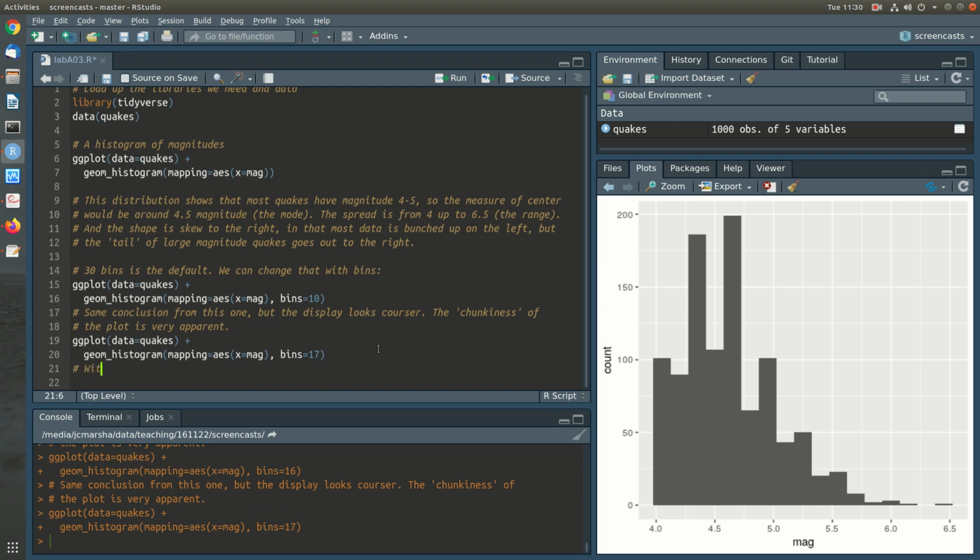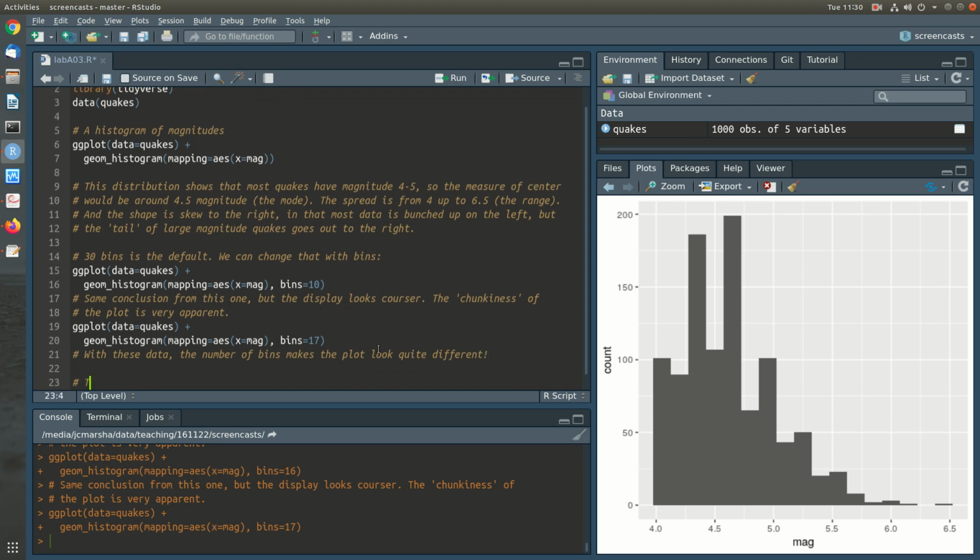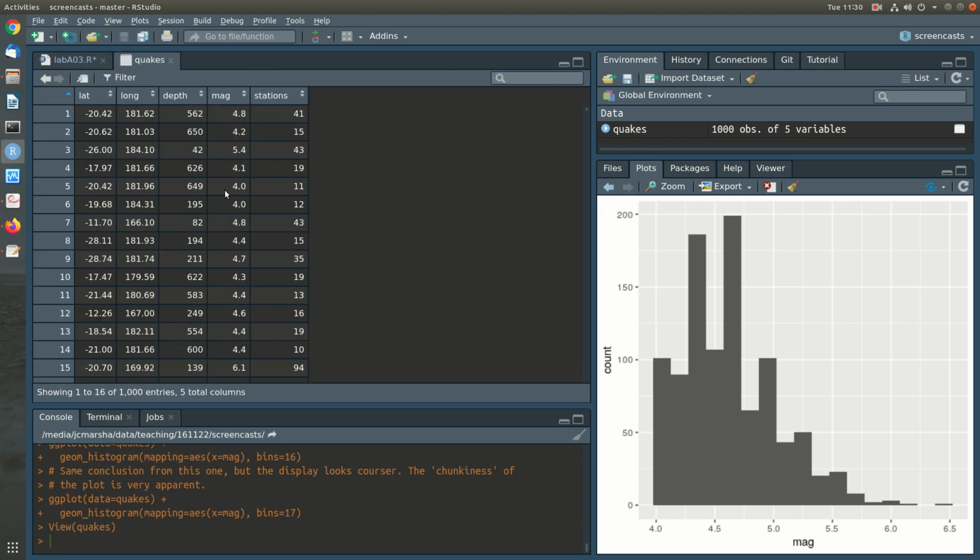So with these data, the number of bins makes the plot look quite different. And the reason is that the data here are rounded, right? And if we have a look at the quakes data, if we have a look at the magnitude data, you can see that it's rounded to the nearest 0.1.